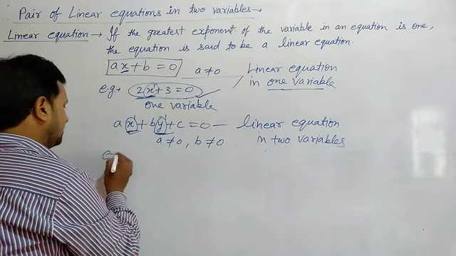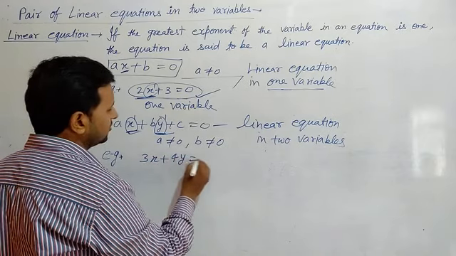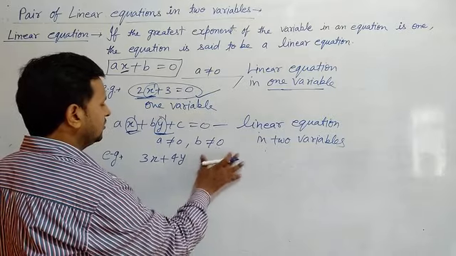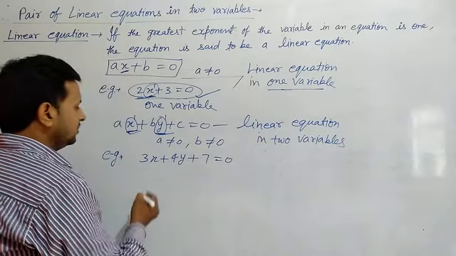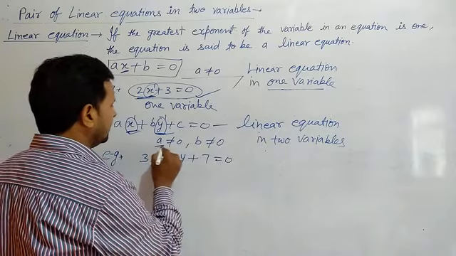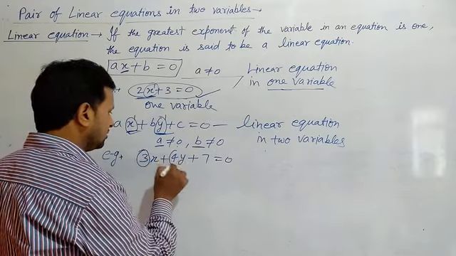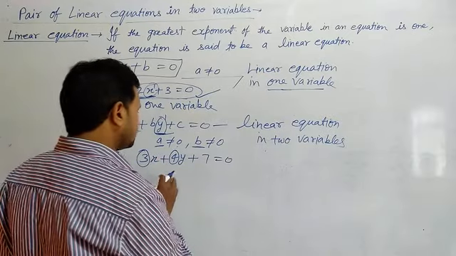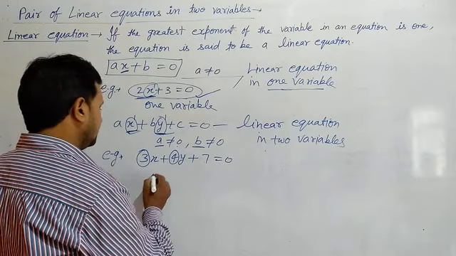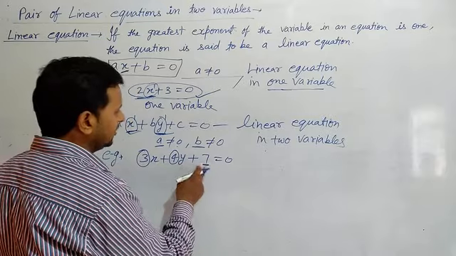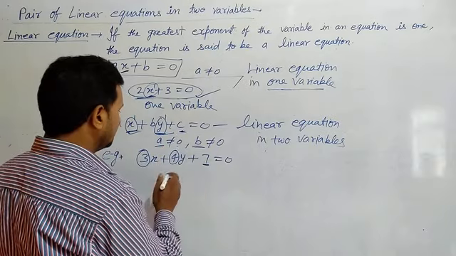For example, for two variables, suppose that 3x plus 4y is equal to 0, or in this case you can also write 3x plus 4y plus 7 is equal to 0. I had told you that the values of a and b should not be 0, in two variables. Clear? Now, the value of c may be 0 in this case.